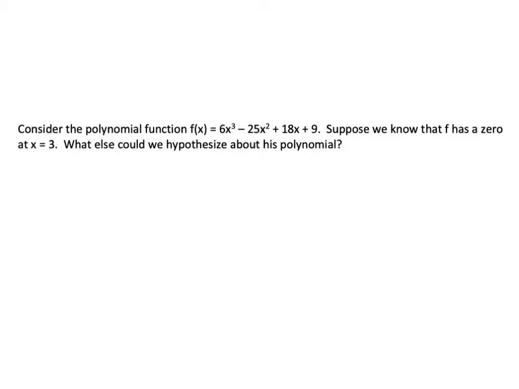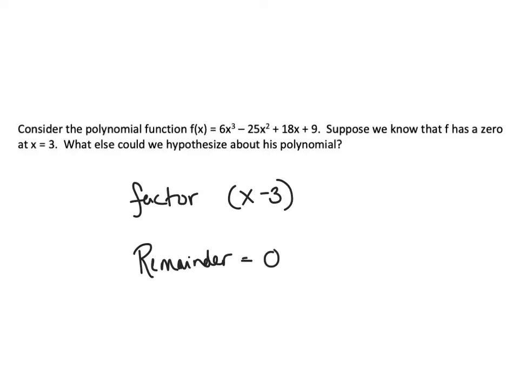Well, if it has a 0 at x equals 3, I know that it has a factor, which would be x minus 3. And if something is a factor, that means that it goes into it evenly. Or another way of stating that is that your remainder would be equal to 0 if I divided that function by x minus 3. It's going to be a key idea as we go through this.